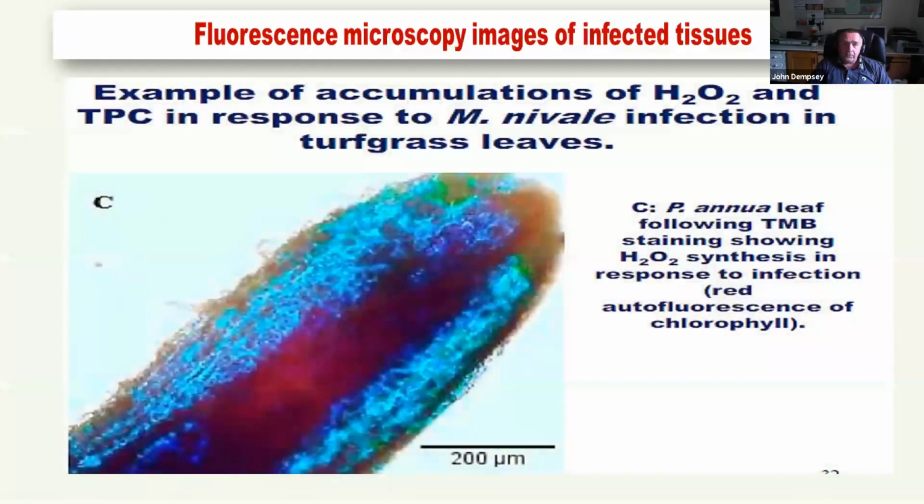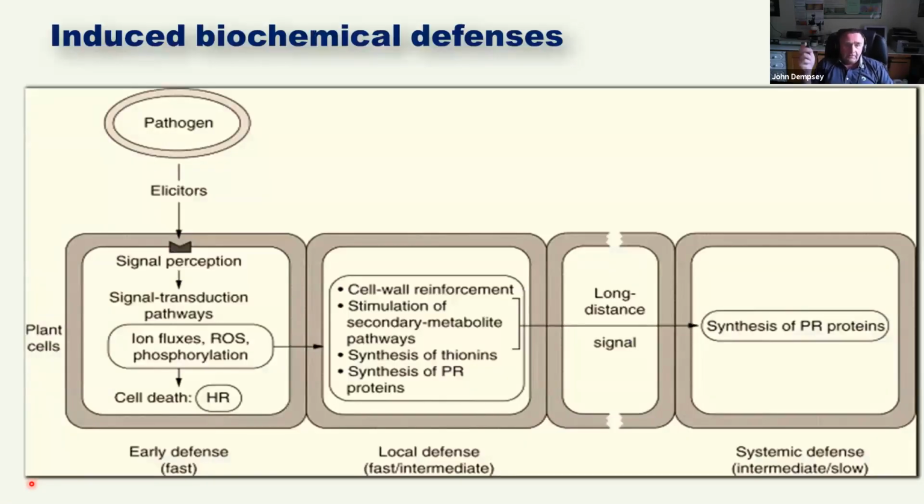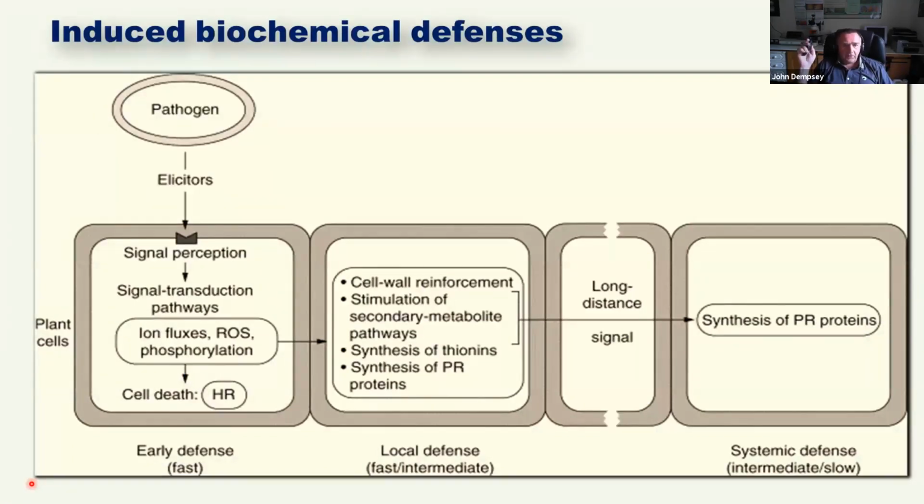Again, that's just another photo of an infected Poa leaf. There you can see this burst of blue at all the infection sites. As part of the research, we also extracted hydrogen peroxide from infected plants, and we were able to measure and see exactly how much was being generated. And that's showing 72 hours post-infection. You can see where it peaked at about 12 hours post-infection. Anyway, that was the first line of defense, this first box here on the left.